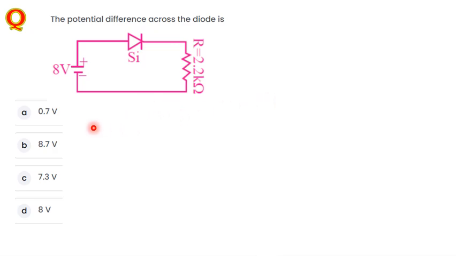For the potential difference across the diode, in the case of silicon and germanium, in the case of silicon the barrier potential is 0.7 volt. In the case of germanium, the barrier potential is 0.3 volt. Always remember these two values. This is the theoretical value of the barrier potential, or the potential difference across the diode.